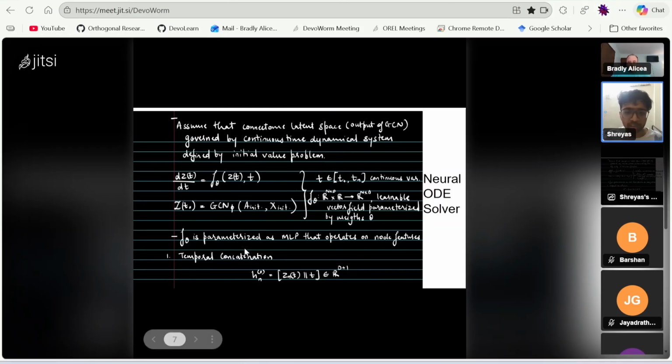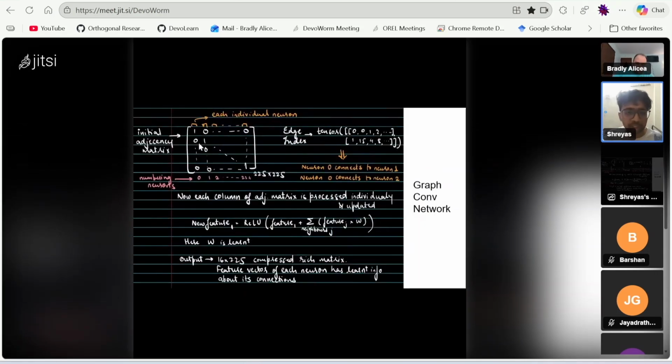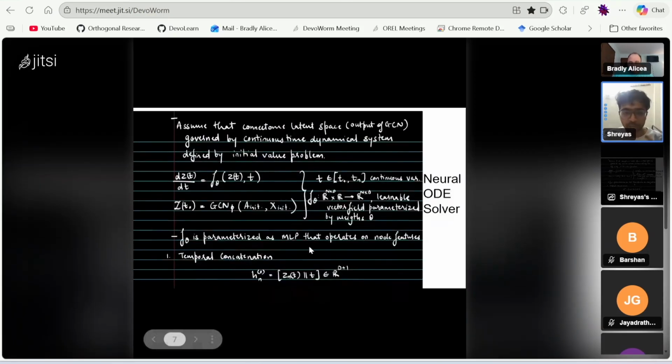As you can see, f theta is parameterized as a multi-layer perceptron that operates on node features. What are node features? Node features are basically these learned features, and it will act on those individually. These are my equations, which include the initial values. This is my initial value for solving this. I'll go through it step by step.